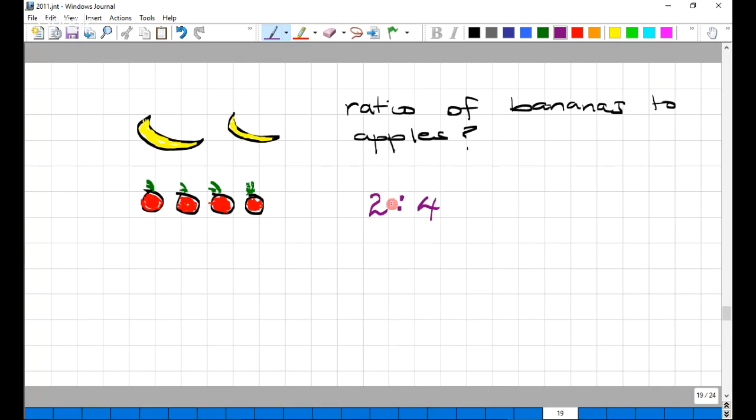Every time we have 2 to what? 4. The 2 represents the what? Banana. So every time we have 2 bananas, we should have how many apples? 4. Okay. Now we can change this 2 to 4 into the fraction, as you mentioned before. 2/4. And then we could do what?